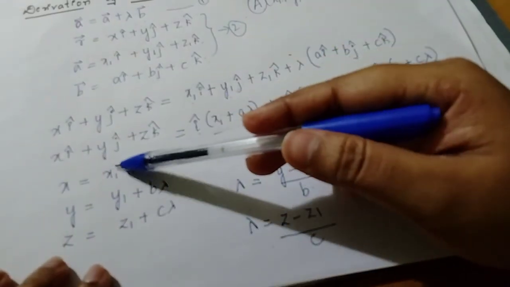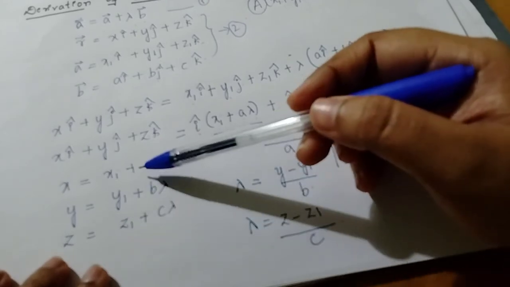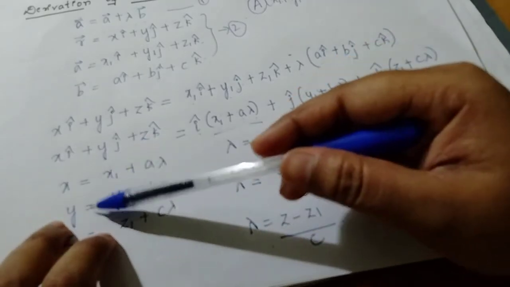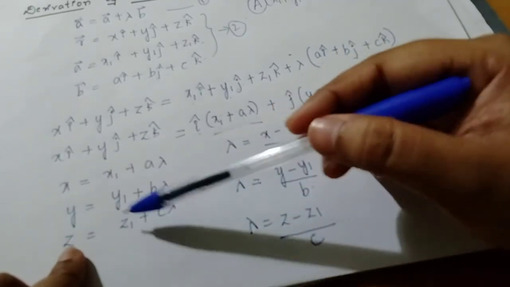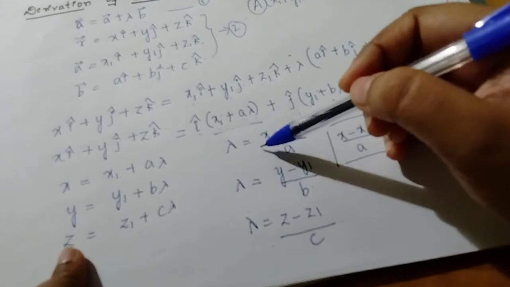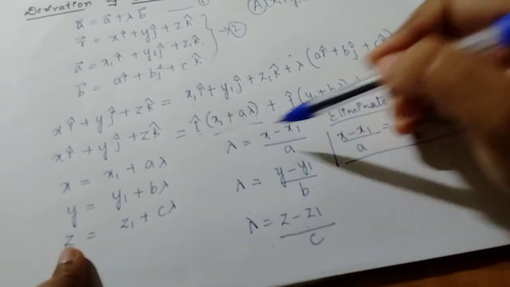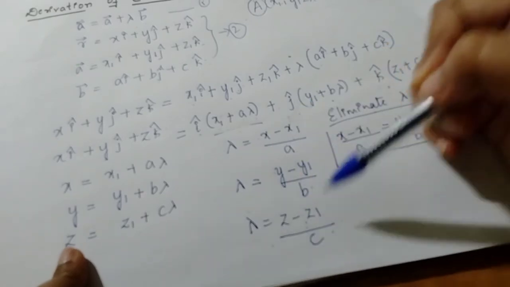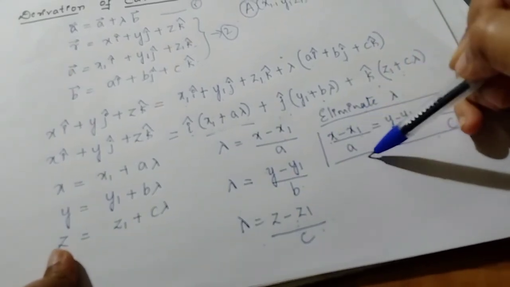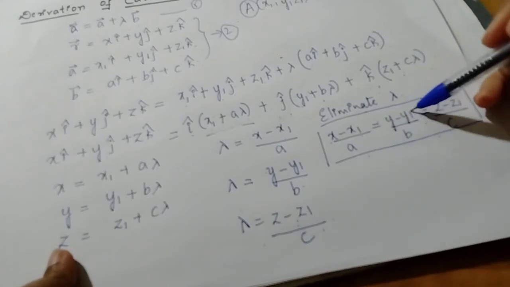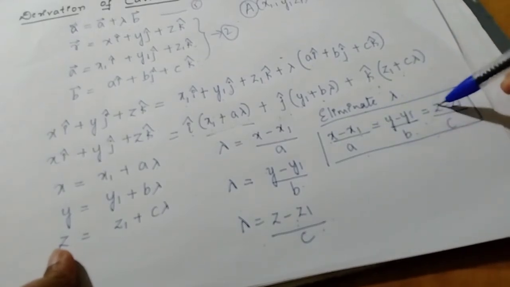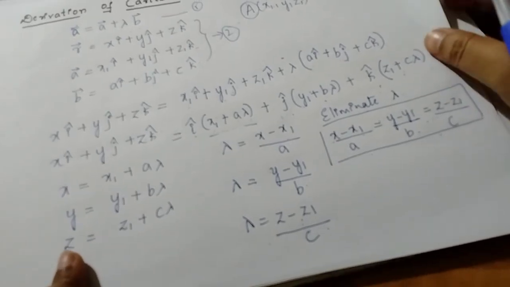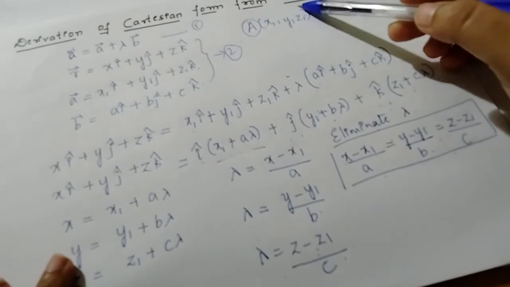So next what you have to do after equating, you have to find the lambda value. x minus x1 divided by a, y minus y1 divided by b, z minus z1 divided by c, all three are equal to lambda. So eliminating lambda means, since all three are equal to lambda, the right-hand sides must be equal. So x minus x1 divided by a is equal to y minus y1 divided by b is equal to z minus z1 divided by c. This is the derivation of Cartesian form from vector form.